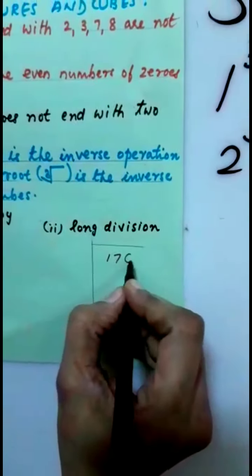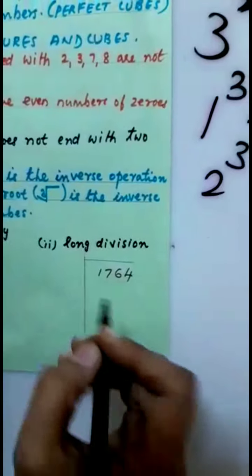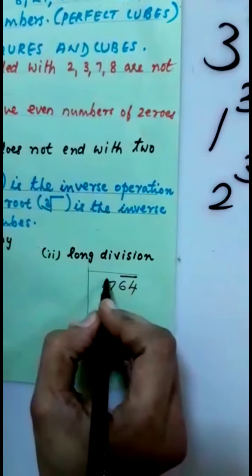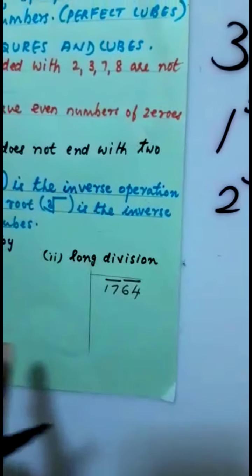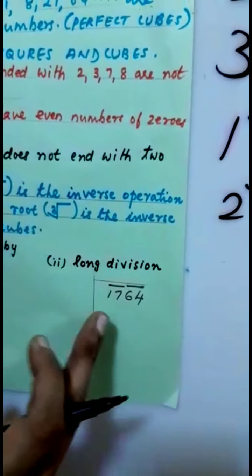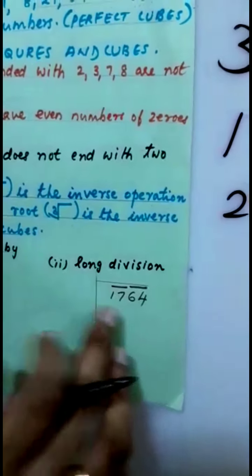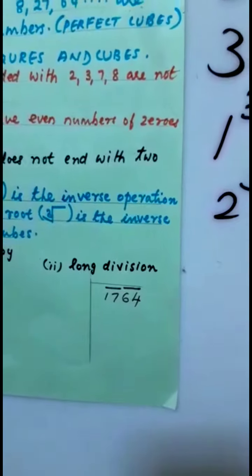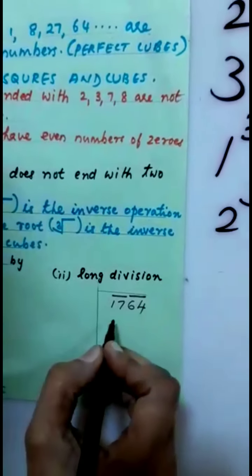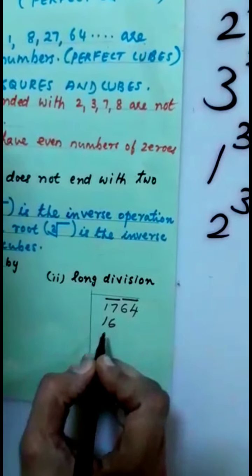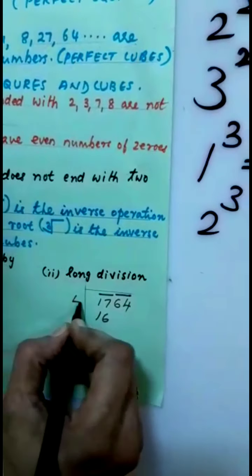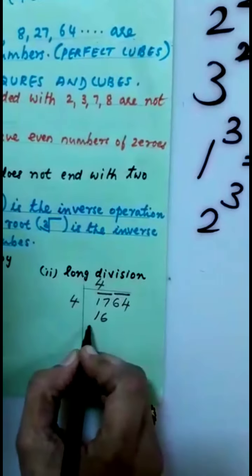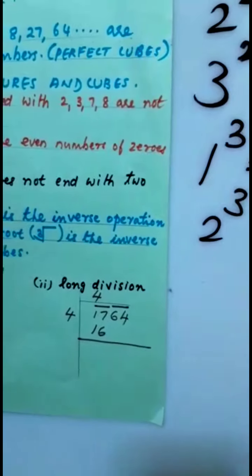We have to make groups from the right side, two numbers in one group. The first step is the number just below the first group. That means 17. Below 17, you have to write only a perfect square. The perfect square nearer to 17 is 16, that is 4 into 4. Only a perfect square we can write for the first group.